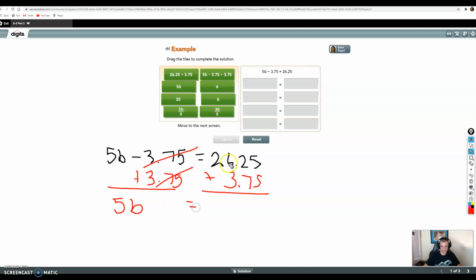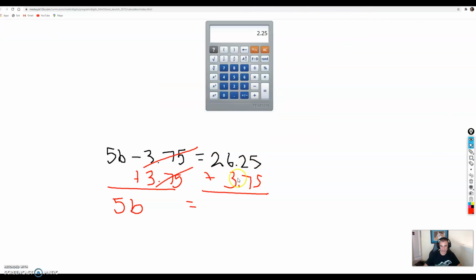And on the right-hand side, I'm going to go ahead and add those two together using my calculator. 26.25 plus 3.75. Always make sure you typed it in correctly. 30. Look how nice that worked out. Almost like they set it up that way. So that's equal to 30.